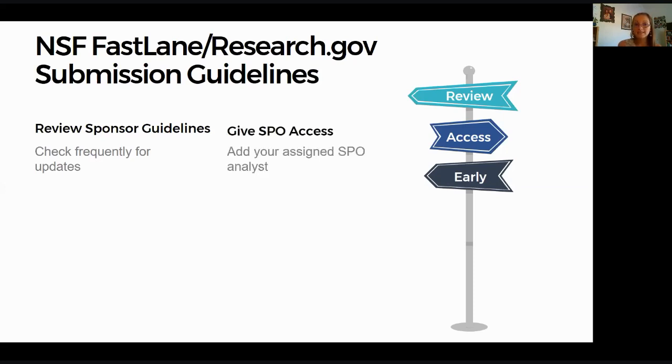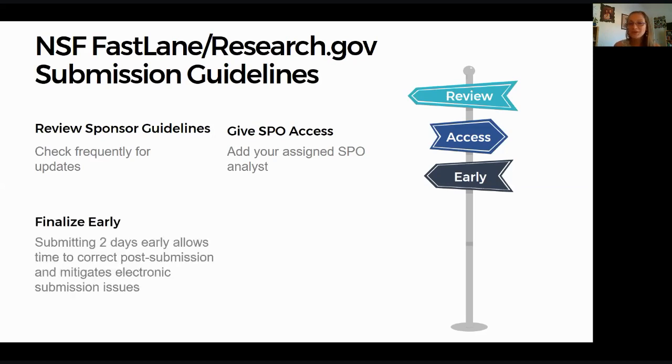Then you want to give us access. In Research.gov, you'll need to add your assigned SPO analyst. So whenever you're submitting that proposal to us, go ahead and add us in. If you're not sure who that is, you could add the officer that's above the team that supports your department or unit, and you can find that information on our Contact Us page. Or you can add the person you usually work with, and it can always be changed later, right? Just give us access. It's very important and helpful.